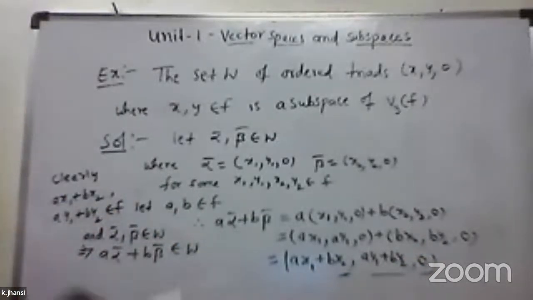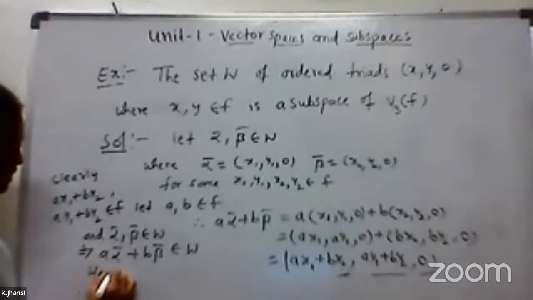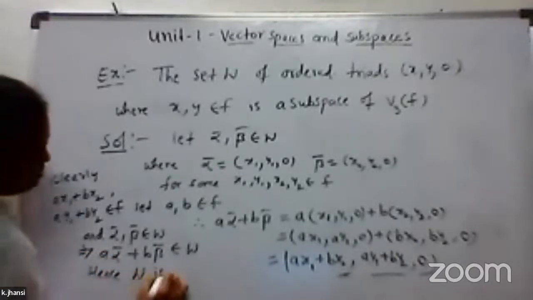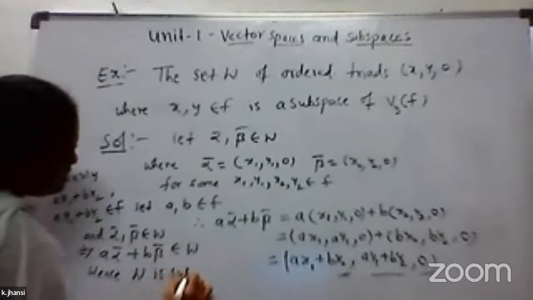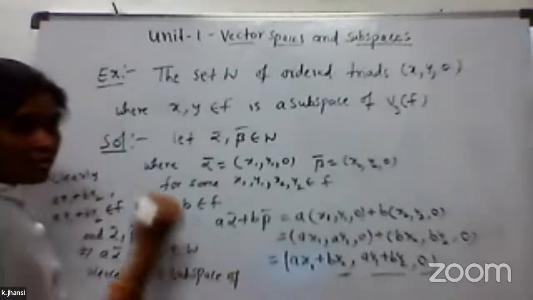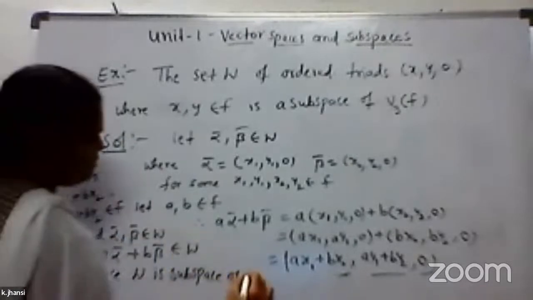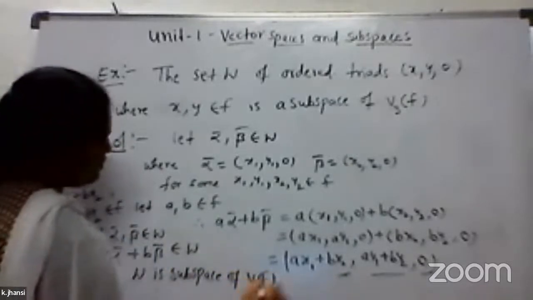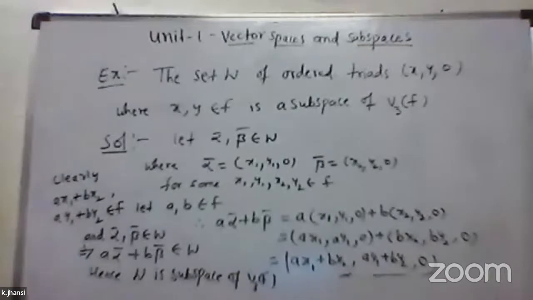So therefore W is a vector space. Here, last we can write, hence W is a subspace of V3 of F. This is the solution of the problem.